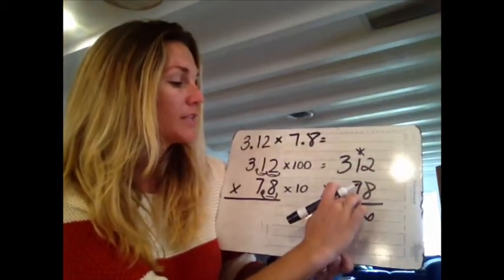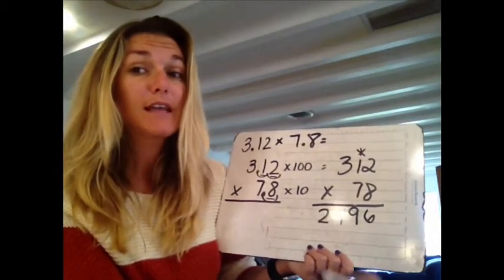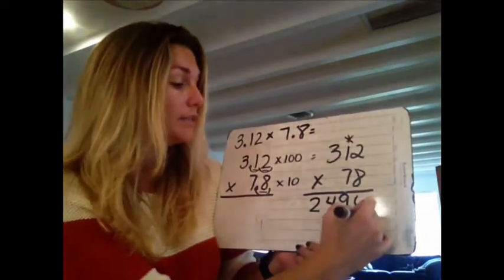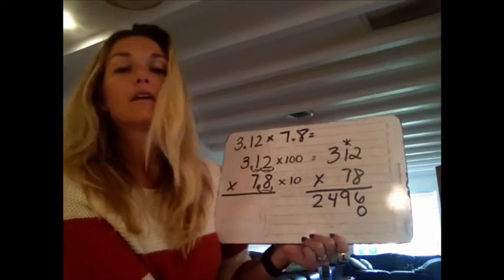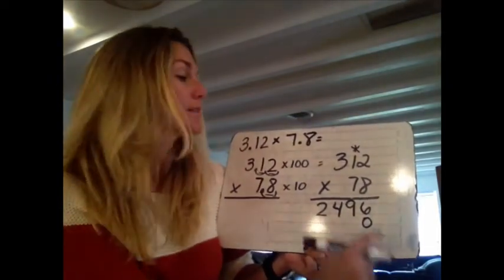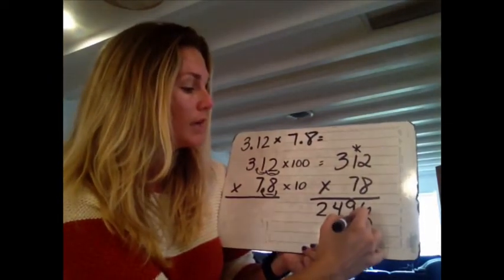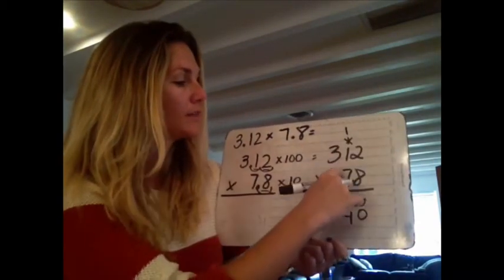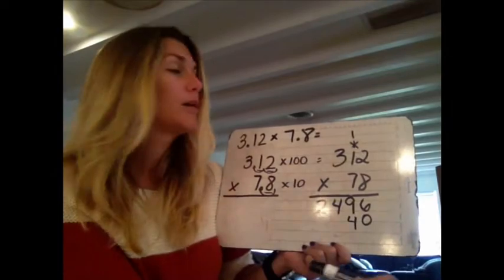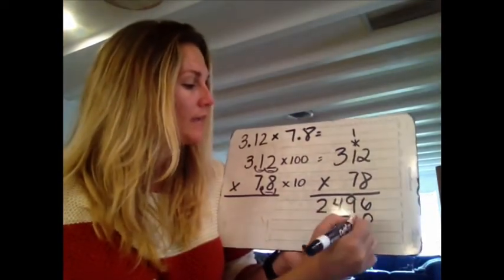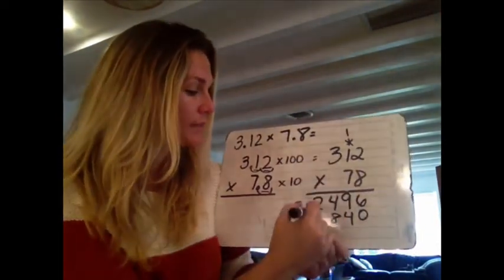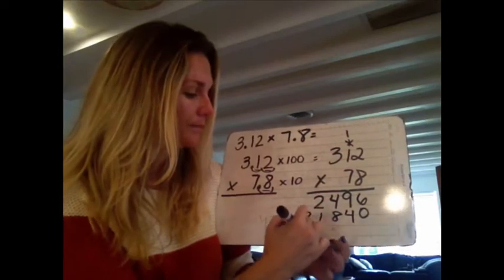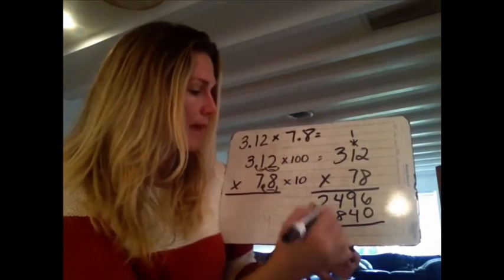Now I'm moving over to the tens place. Because it's not a 7, it's a 70, I need to put a 0 in under my ones place. So I think 7 times 2 is 14. Drop my 4, carry my 1. 7 times 1 is 7, plus 1 is 8. And then 7 times 3 is 21. So I'm going to add them up.